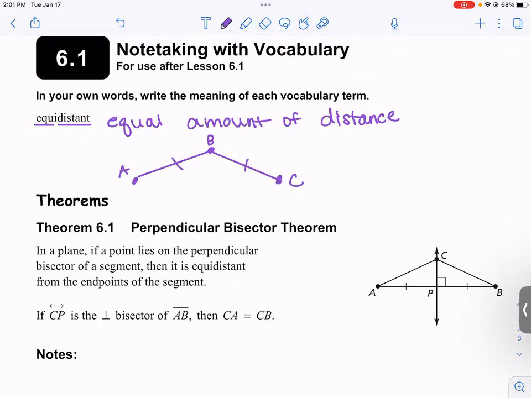A and B are equidistant from B. A and C are equidistant from B. They both have the same distance to B, equal distance. Wouldn't B be the midpoint? I would not say that that's a midpoint because it's not a straight line.